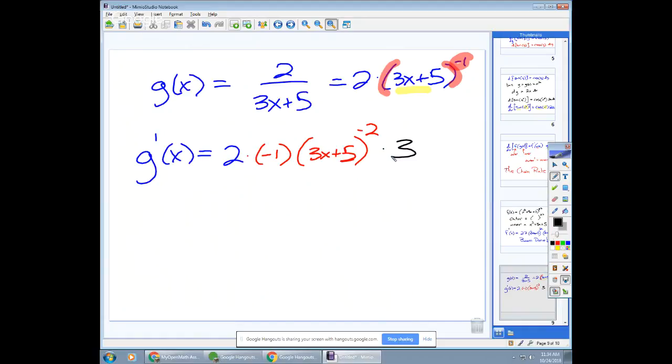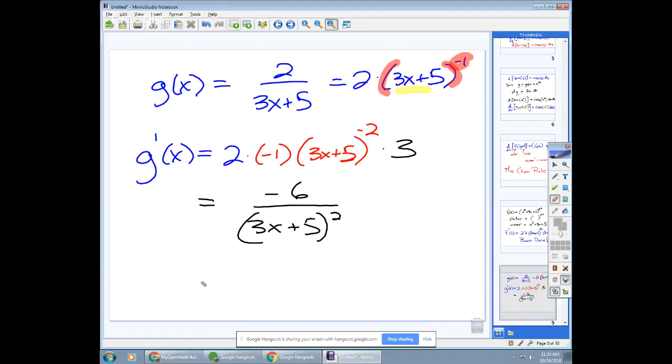So cleaning that up just a little bit, the negative 2 I can take to the denominator, and the numerator is going to be negative 6. Over 3x plus 5 squared. Weird little artifact there. That wasn't too bad. That's way easier than the quotient rule.